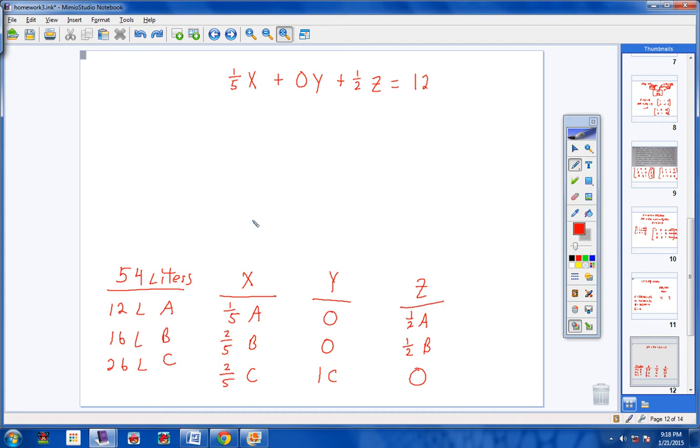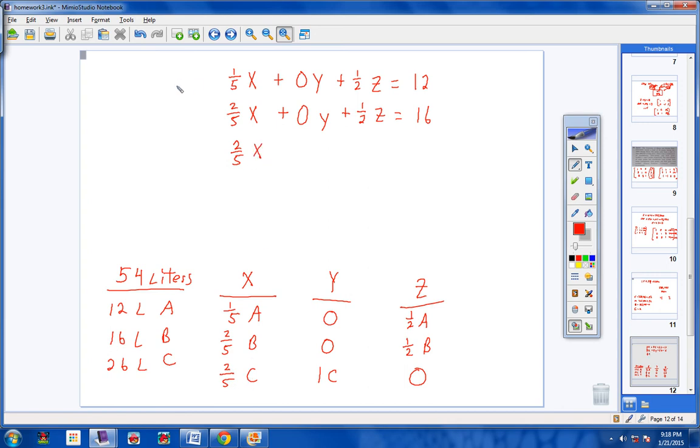Now, let's talk about chemical B, okay? From spray X, I know I have 2/5 X. I have 0 of chemical B in my Y spray. And I know I have half of the spray from Z is going to be chemical B. So all my total chemicals from B would be 16. Okay? Now that's true so far. That's good. Now here's another one, okay? I could also say that 2/5 of spray X is C. Okay? So there's my C.